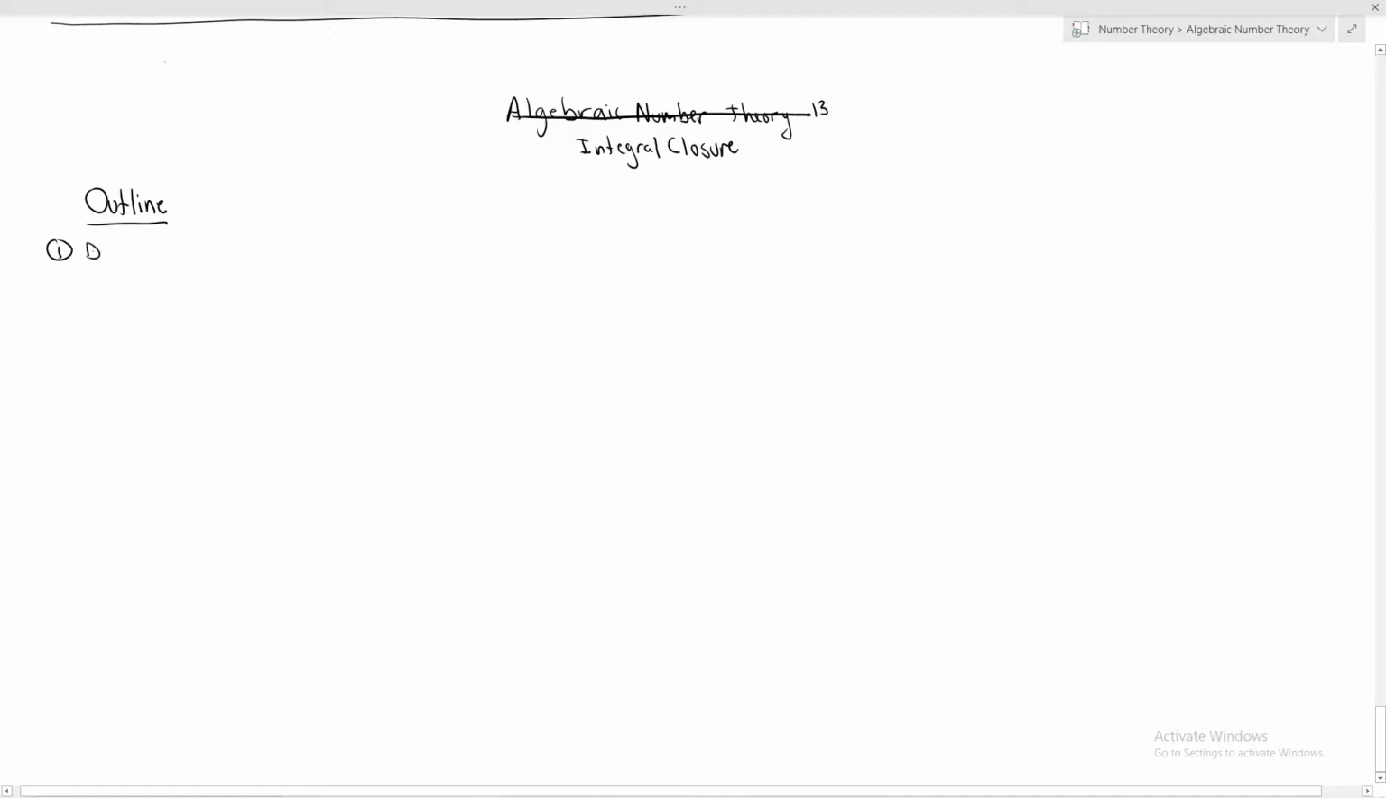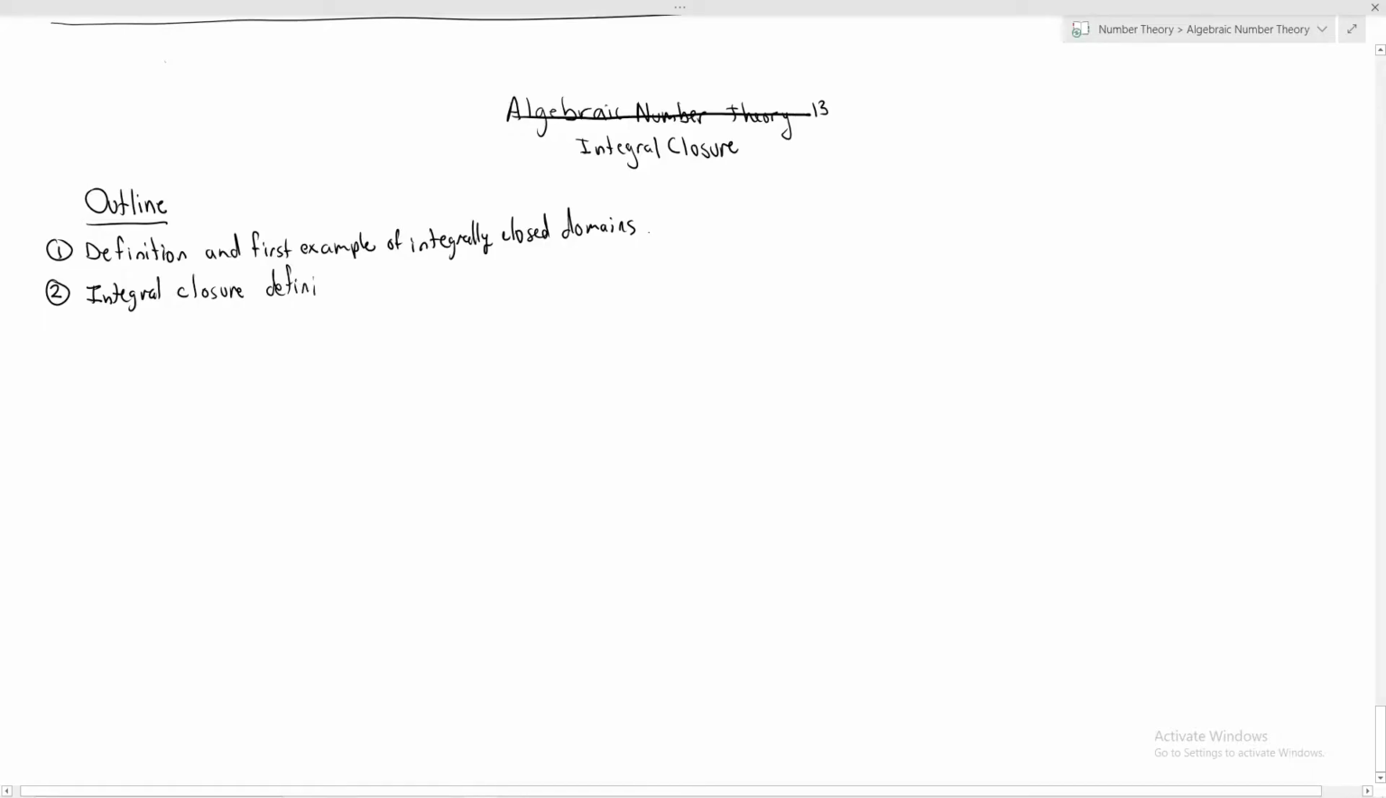So I want to give a definition, and a first example of integrally closed domains. The next thing I want to talk about is, accompanying this notion of a domain being integrally closed, the integral closure of a domain. So I want to talk about the integral closure definition.